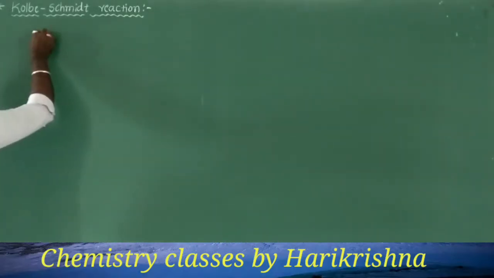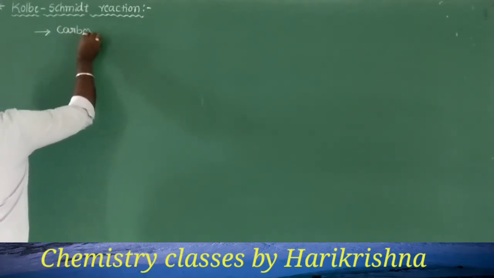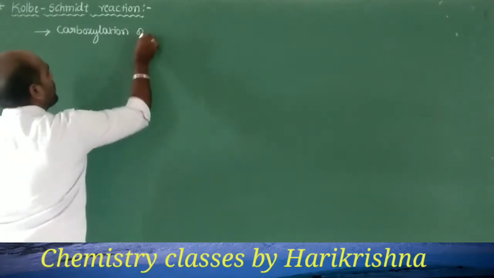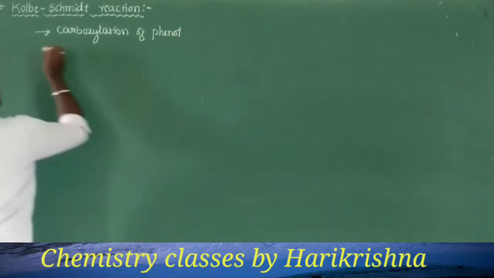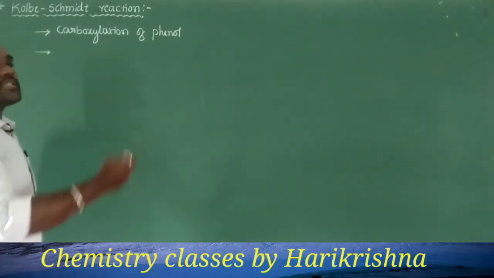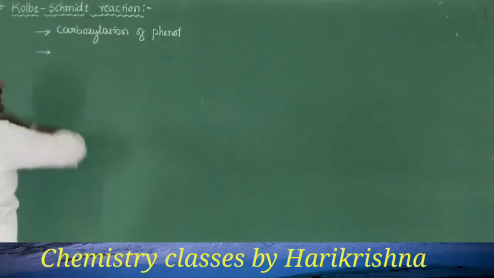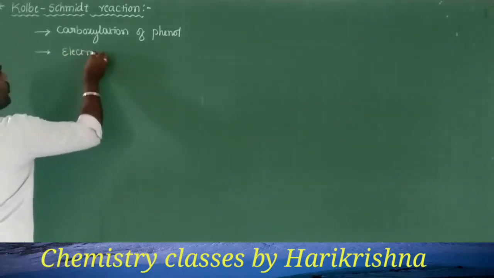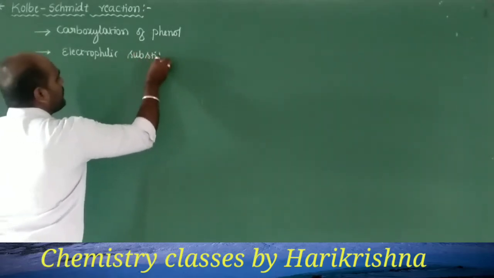We can say that the Kolbe-Schmidt reaction is simply the carboxylation of phenol. We create the carboxylic acid group preferably at the ortho position. We said the Reimer-Tiemann reaction is a very good example of an electrophilic substitution reaction. Like the Reimer-Tiemann reaction, this Kolbe-Schmidt reaction is also an example of electrophilic substitution.